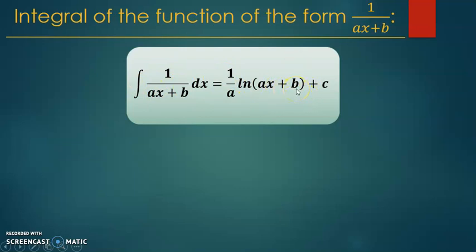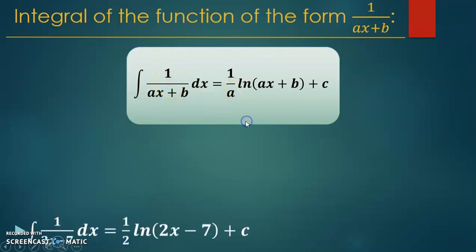You can prove it using change of variable, which is similar to the exponential one, or you can just find the derivative of this function and it should give you this one. So the derivative of ln ax plus b is u prime over u. So you will get a, which is the derivative of ax plus b, over ax plus b, and then the a in the numerator will cancel out with the a in the denominator, and you'll get this answer.